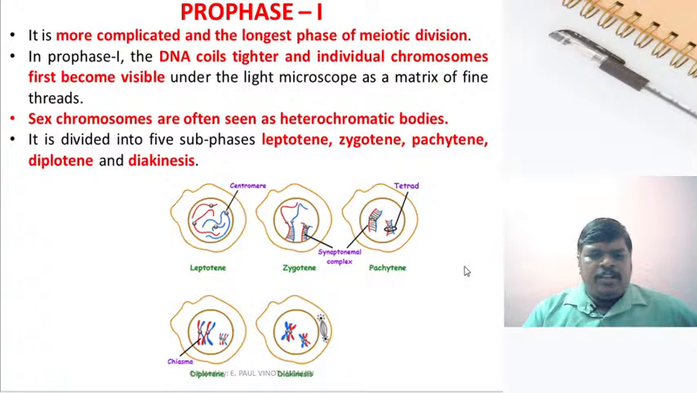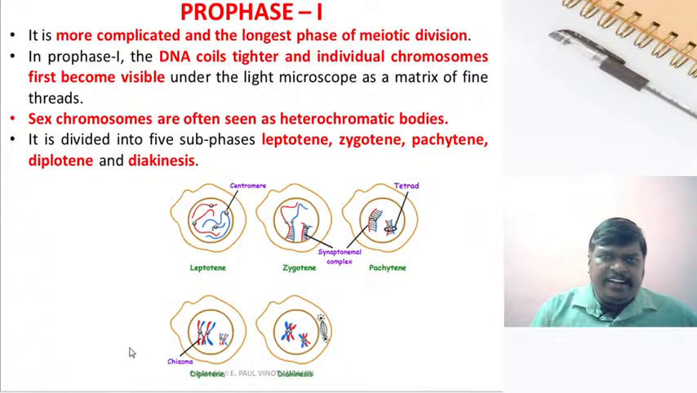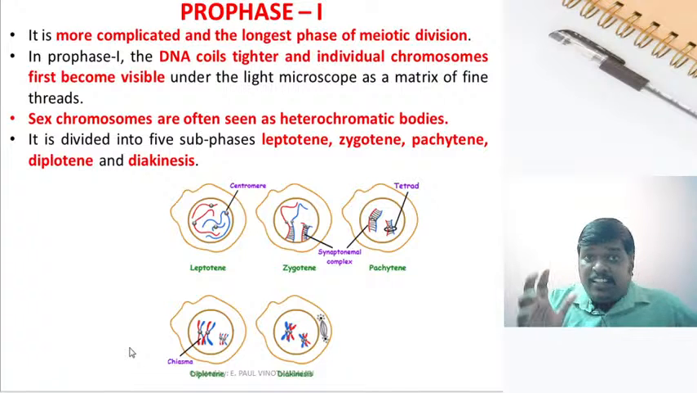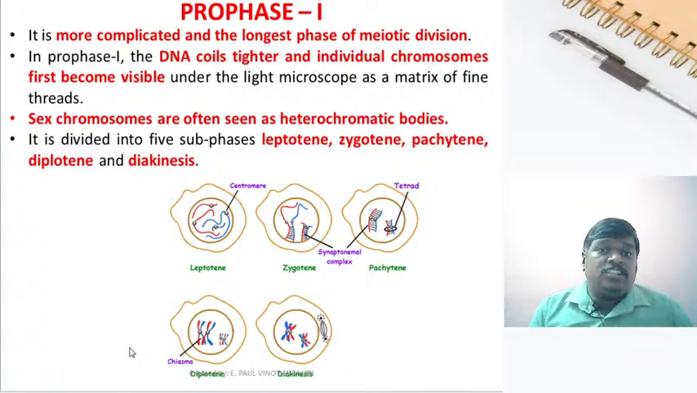As I mentioned earlier, prophase 1 is the longest phase of meiotic division. The cell that enters into prophase 1 is the same as in interphase. In the prophase of mitosis, what will happen? The chromatin threads condense and become the chromosomes. Similar things will take place here, but everything occurs in stages. Here also the DNA coils tighter, and the individual chromosomes are visible like this.